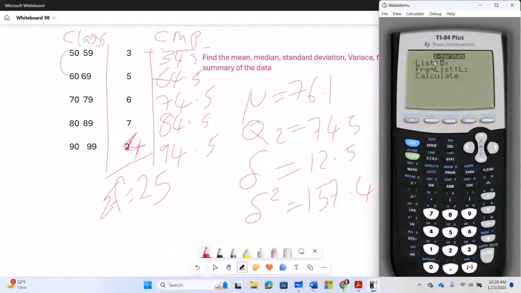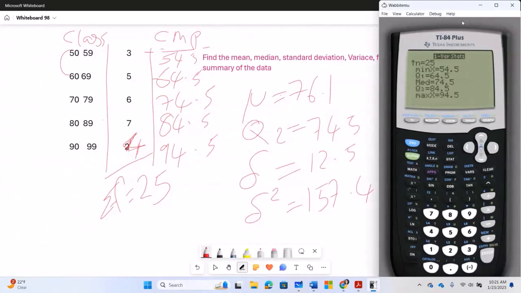I know that my class midpoint is in L1 and the frequency is in L2, because this is grouped data, so I have frequency. Now I am going to calculate again. Now I'm about to find the 5-number summary. Whenever you are told to find the 5-number summary, you do a one variable start and you get all the 5-number summary there. I took a picture of it because if I touch my calculator, it's going to disappear.